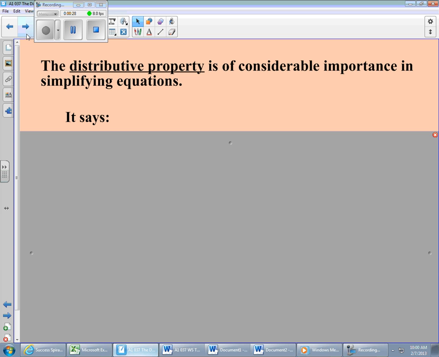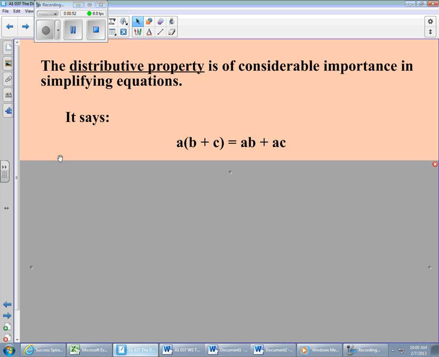Okay. The distributive property is of considerable importance in simplifying equations, which is to say if you don't do the distributive property when you need to, when a problem has a setup where the distributive property would be required, if you do not do it, I can pretty much guarantee you incorrect answers. If you don't do distributive or if you do it incorrectly, it's going to backfire in a major way.